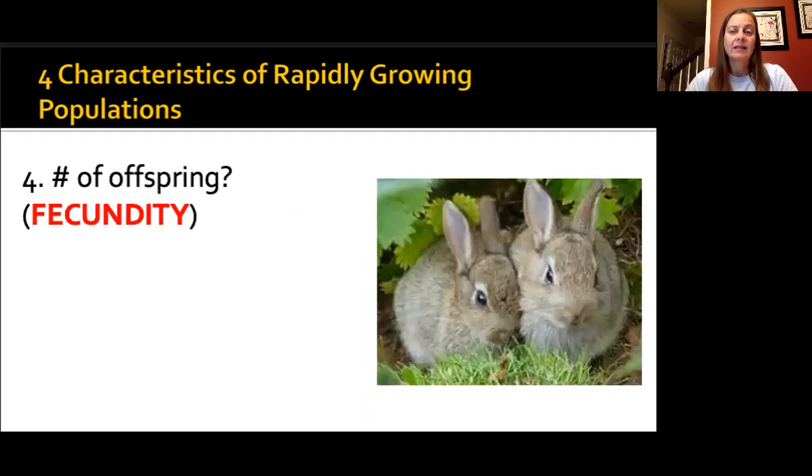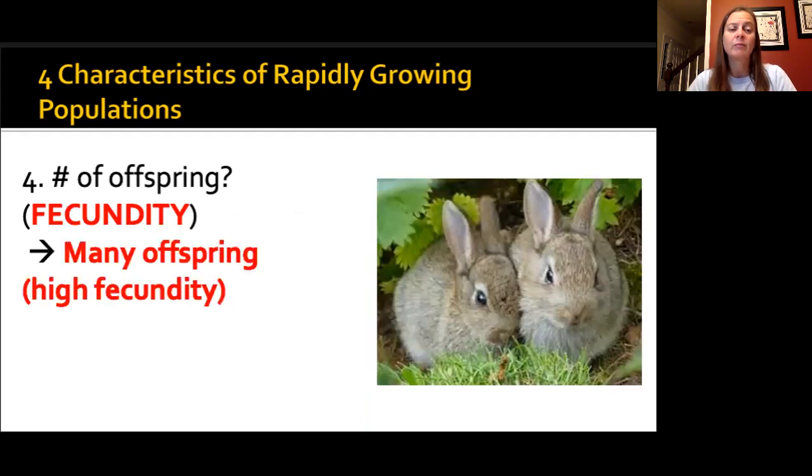The last characteristic of a rapidly growing population is the number of offspring. The scientific term for the number of offspring is fecundity. If you have many offspring, then you have a high fecundity. So these are rapidly growing populations: reproduce early in life, reproduce often, reproduce for a long time, and have a lot of offspring each time they reproduce. But we know that organisms don't have unlimited resources.